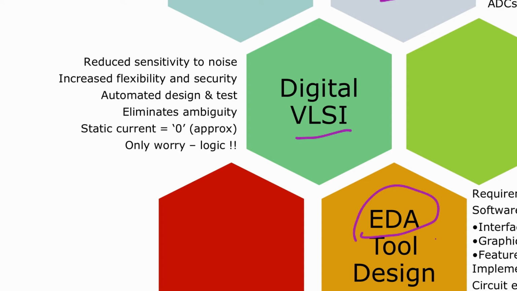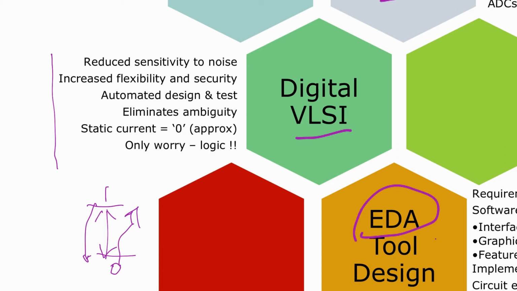Because of these advantages, it has reduced sensitivity to noise. So the noise margin is really high. The distance between a valid 1 and a valid 0 is really high. So you don't expect a 0 to suddenly fall and become 1, or a 1 become a 0. This is not the case in analog VLSI design.